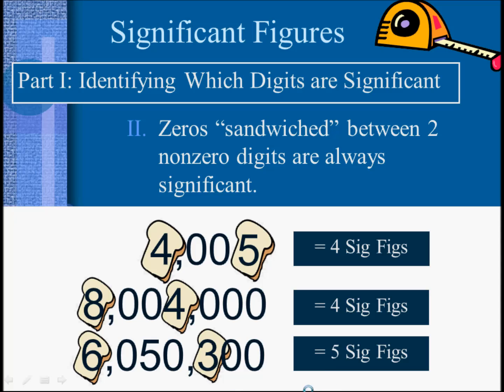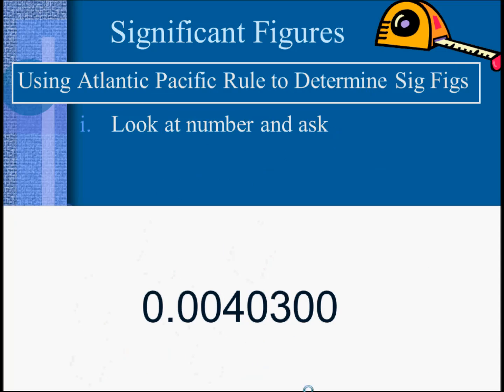But what about the zeros that are not sandwiched? They're a little tricky. Now, one way you can always tell, a nifty little trick that always works, is to use something called the Atlantic-Pacific rule. I can use it to tell whether zeros, or really any digits for that matter, are significant. It's a good test. Now, in order to use this rule, as you can imagine, I might need to know a little bit of geography.